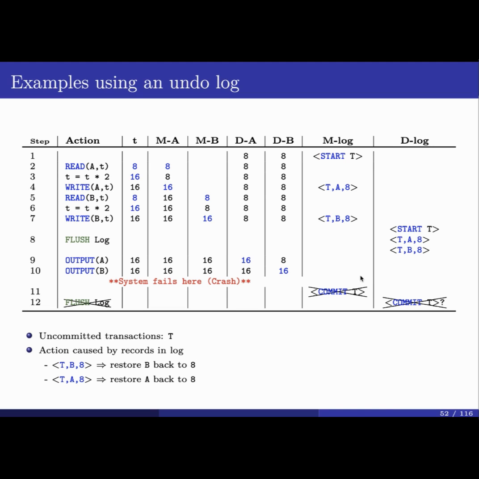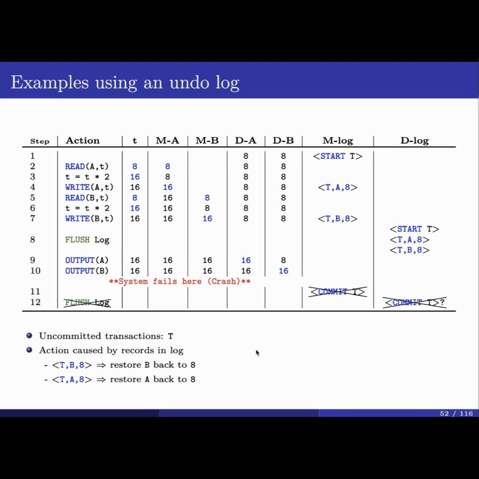So in this case, what action are you going to do? The actions caused by the log records, you need to reverse them. So start from the end and go backwards. First, I need to restore the value of the database element B back to the old value, V. In this case, it's going to be 8. Then I need to restore the value of A back to 8. And if you have more, continue until you're done.